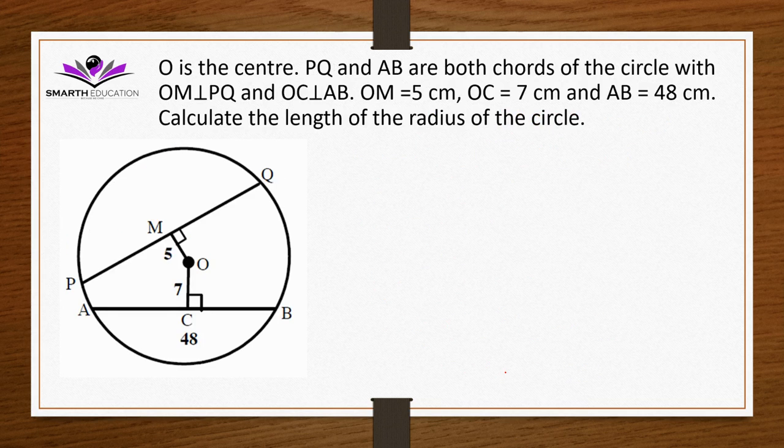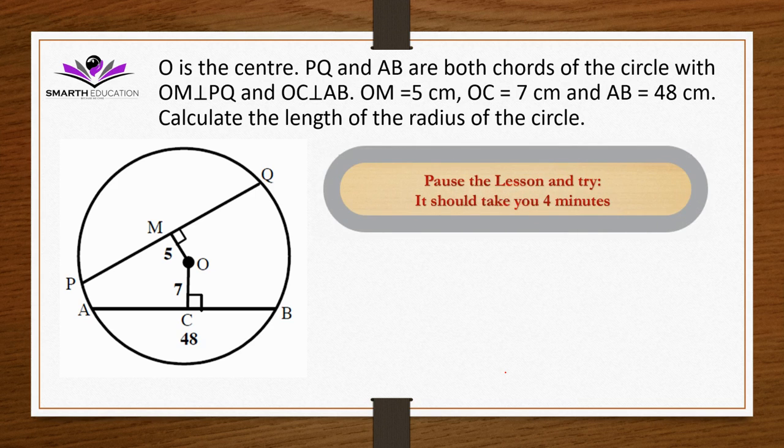Okay. Right, I want you to try this one. Read the information on your own. Maybe you need more time on this one. Do you need more time? Okay. Right. O is the center. PQ and AB are both chords of the circle with OM perpendicular to PQ and OC perpendicular to AB. OM is 5 centimeters, OC is 7 centimeters, and AB is 48 centimeters. Calculate the length of the radius of this circle. Right, I want you to try this one for 4 minutes, and then after that, we'll do it together.